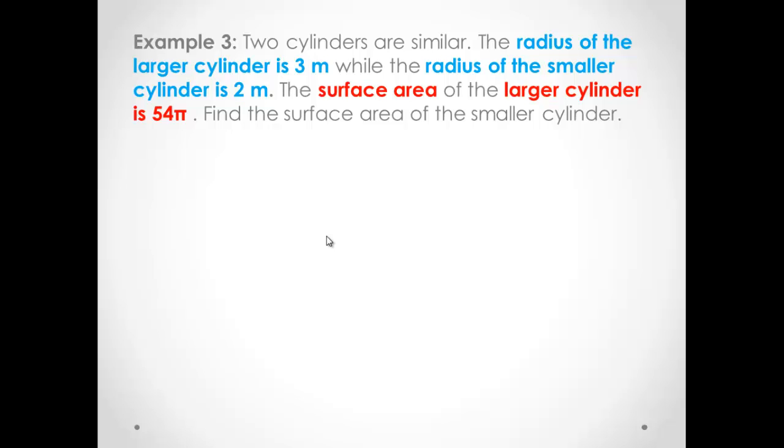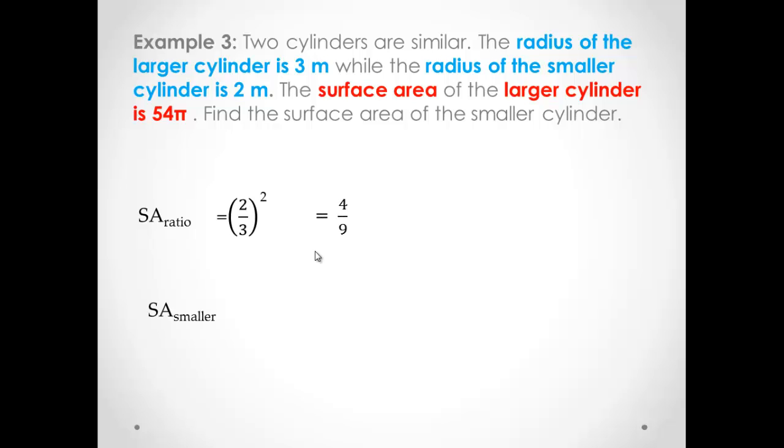So what we have to do is take the scale factor, and remember the connection to surface area is that the ratio of surface areas is the scale factor squared. The ratio of the surface area of these two cylinders is equal to the scale factor squared. So the scale factor is 2 over 3, and that is simply squared, becomes 4 over 9.